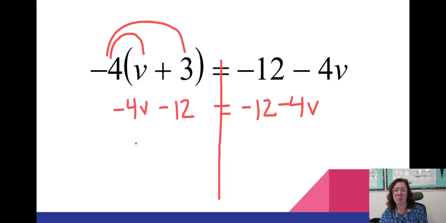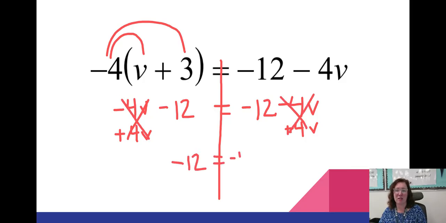Okay, there's a negative 4v on both sides. We don't want to have a v on both sides, so I'm going to do the opposite of a negative 4v, which is a positive 4v. Negative 4v plus 4v equals 0. So we just have negative 12 equals negative 12. Is it true that negative 12 equals negative 12? Yes. So we have infinitely many solutions.